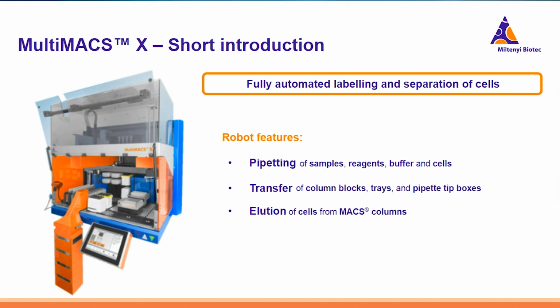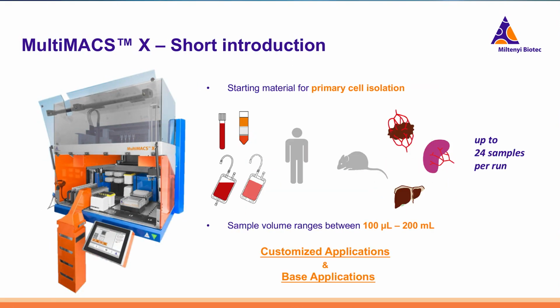The integrated elution chamber from the MultiMACS X-Selected also enables an elution of the cells from the MACS columns with a vacuum impulse. With the MultiMACS X, it's possible to isolate primary cells from different starting material. From human samples, you can either use PBMC to directly isolate your cells from this cell source, as well as directly from blood sources like whole blood, buffy coat, or leukopak. And we can also process murine samples from dissociated tissue on the MultiMACS X with up to 24 samples per run.